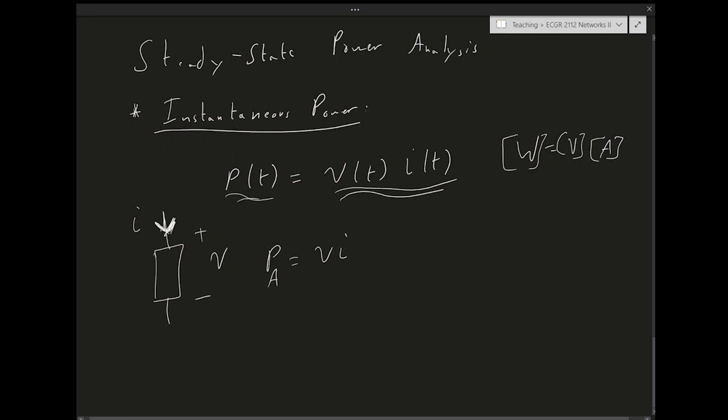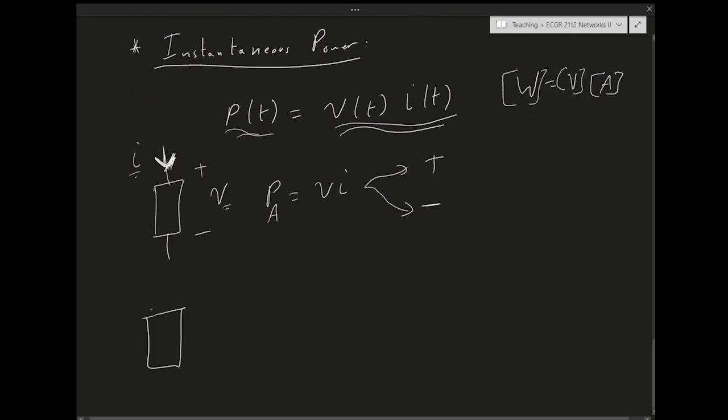So when we use this convention and we calculate I and V based on this convention, if VI turns out positive, that means power is being absorbed. If VI turns out negative, that means in this case, with this sign convention, power is being supplied. Now if we're using this other sign convention, we have an element, and our convention is that the positive current is going in this direction. So this is I and this is V. In this case, when we calculate P, if we get VI to be positive, that means power is being supplied. If we get VI to be negative, that means power is being absorbed.